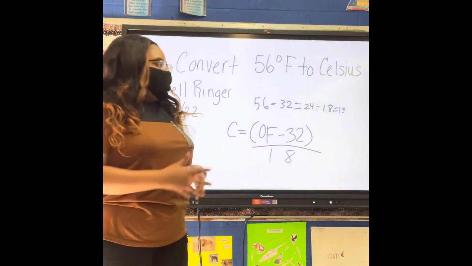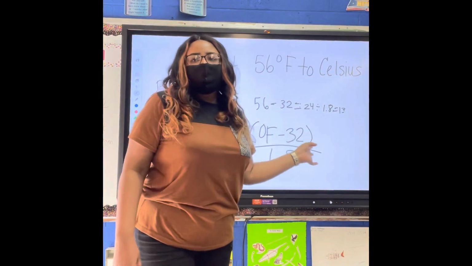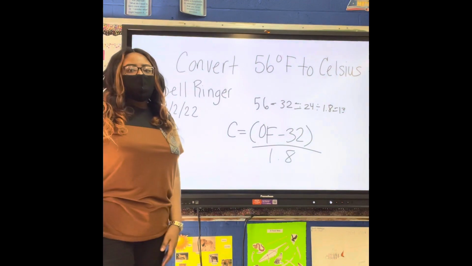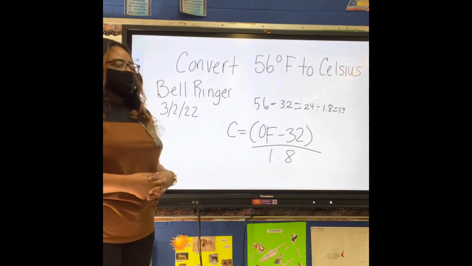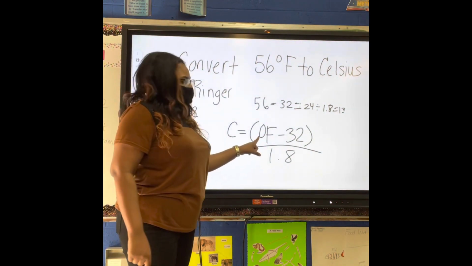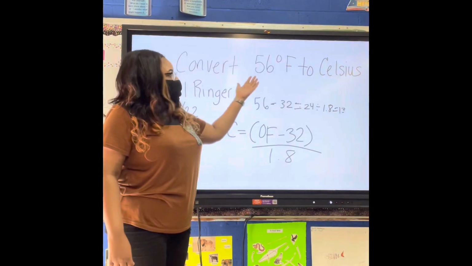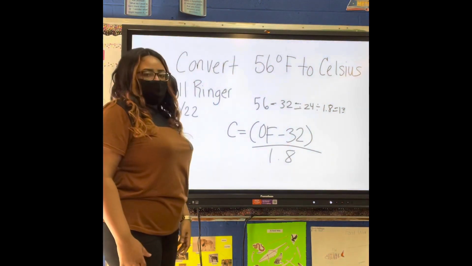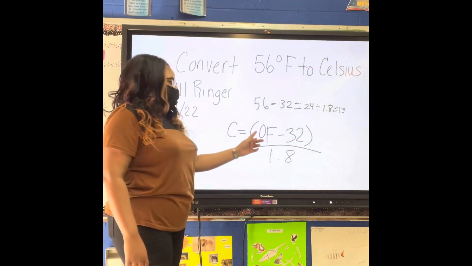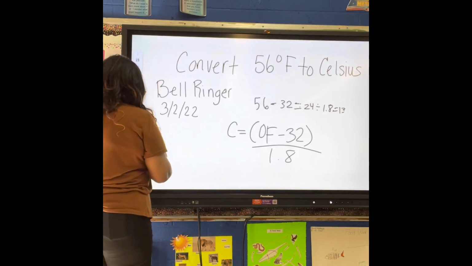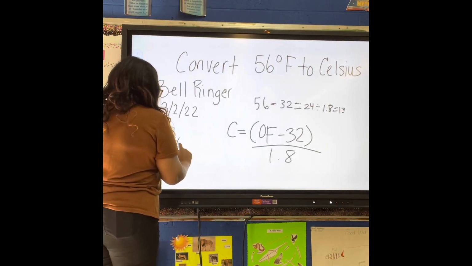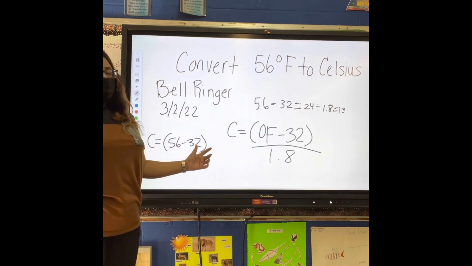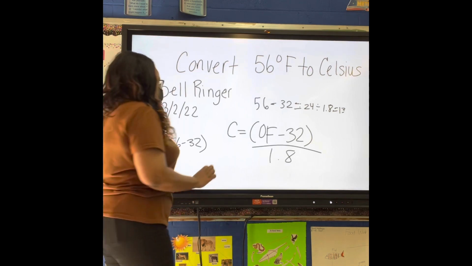56. So, when it comes to doing order of operation, we're going to go by PEMDAS. According to PEMDAS, what's your first order of operation? What's inside the parentheses? Good job. So, our Fahrenheit is unknown, but I gave you the Fahrenheit in the problem. What's the number for the Fahrenheit? 56. So we're going to plug 56 where? In the parentheses, where it says degree Fahrenheit. C equals 56 minus 32. Let's do our first order of operation. 56 minus 32 is? 24.